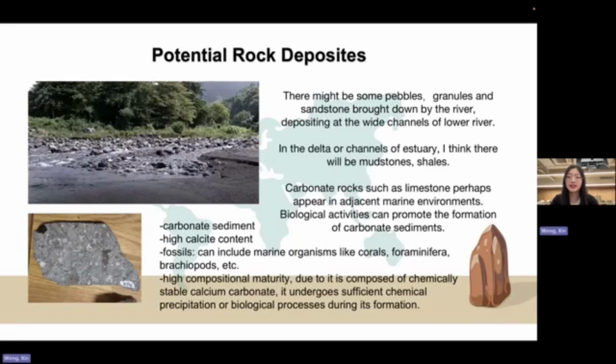Common rocks such as limestone perhaps appear in adjacent marine environments. Biological activities can promote the formation of carbonate sediments. Limestone is a carbonate sediment. It has high calcite content and contains fossils including various marine organisms. It has high compositional maturity due to its undergoing sufficient chemical precipitation or biological processes during its formation.